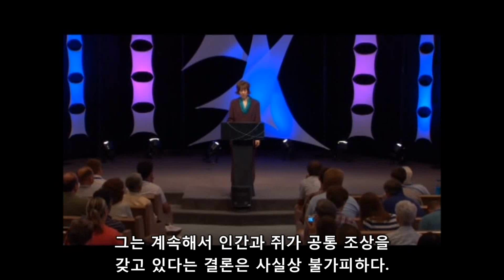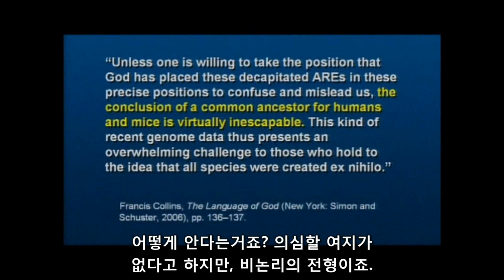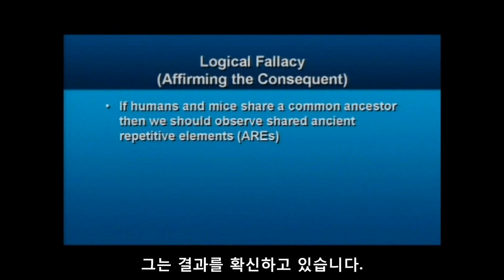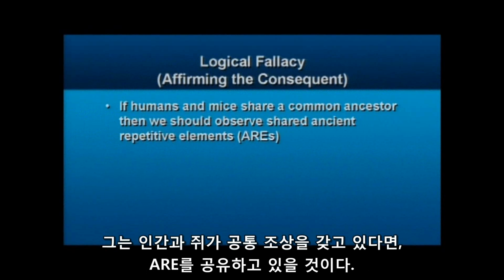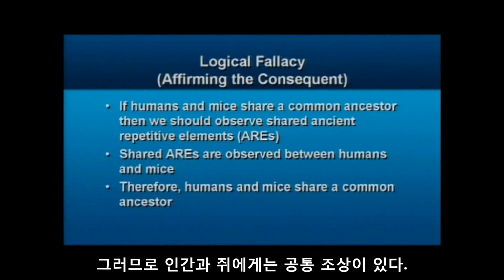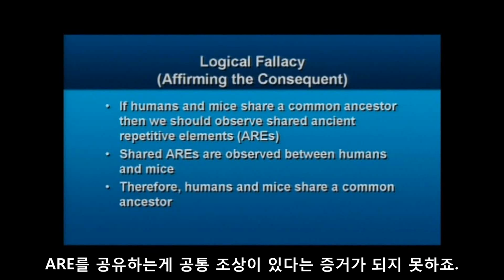So, going on now, he says, the conclusion of a common ancestor for humans and mice is virtually inescapable. See that term again, kind of like Ken Miller used. There's no doubt about it. But once again, our friend, the logical fallacy. He's affirming the consequent. He's saying, if humans and mice share a common ancestor, then we should observe these shared AREs. Well, shared AREs are observed between humans and mice. Therefore, humans and mice share a common ancestor. Again, just because the grass is wet doesn't mean it rained. And just because we share similar AREs doesn't mean we have a common ancestor.